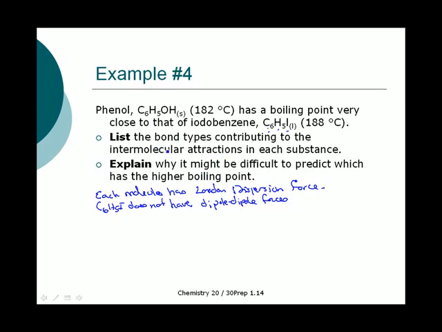If we take a look at phenol, phenol has this OH on it, which means it's probably going to have hydrogen bonding, and that oxygen is probably bonded to a carbon, so it's going to have dipole-dipole forces as well. So C6H5OH has both dipole-dipole forces and hydrogen bonding.